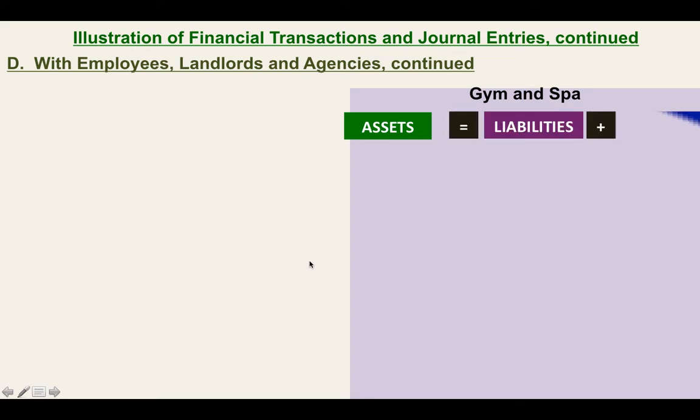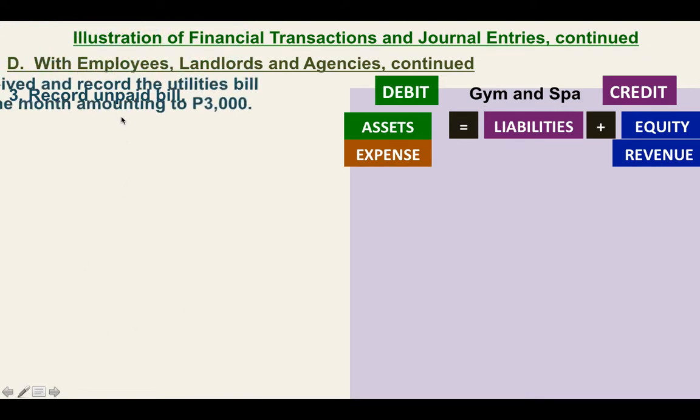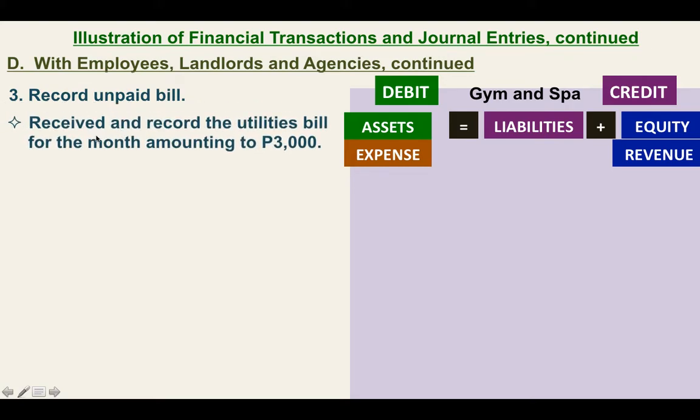This time, the transaction is record unpaid bill. So in this case, the transaction is this one: received and record the utilities bill for the month amounting to 3,000. We only receive it, but we already received the bill. We want to recognize that we have an obligation to pay.